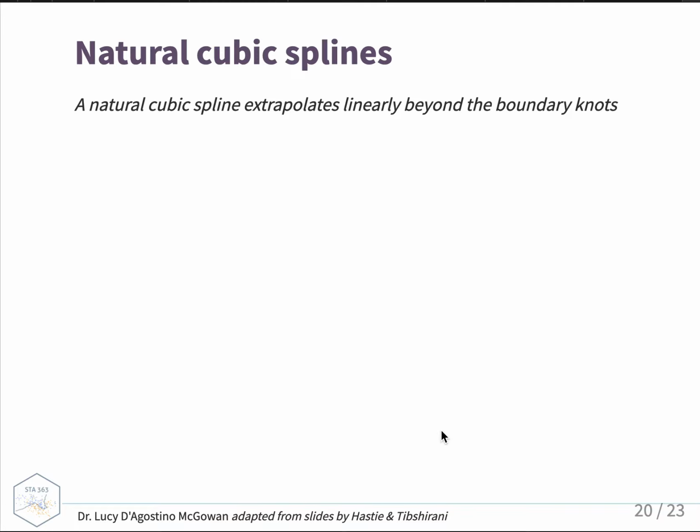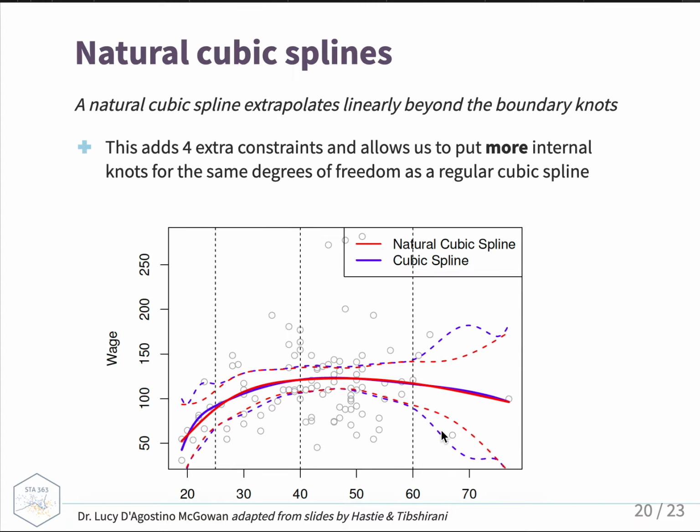So a natural cubic spline extrapolates linearly beyond the boundary knots. And what that means, boundary knots are basically the final knots on either end, so like the first knot and the last knot. So this adds 4 extra constraints, and it lets us put more internal knots for the same degrees of freedom as a regular cubic spline.